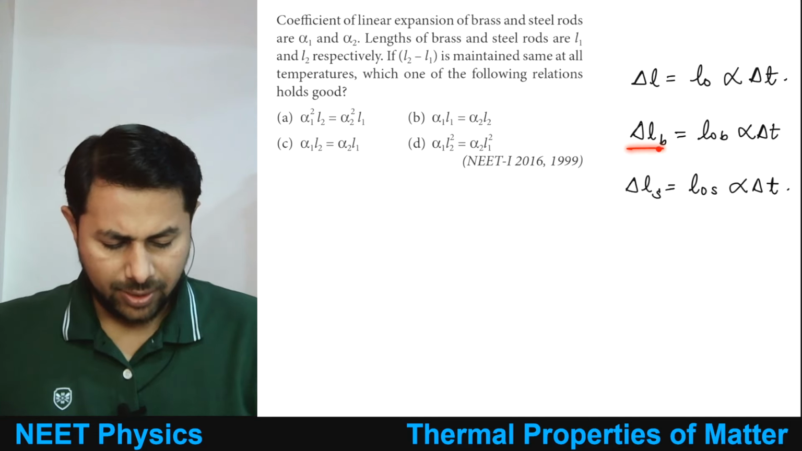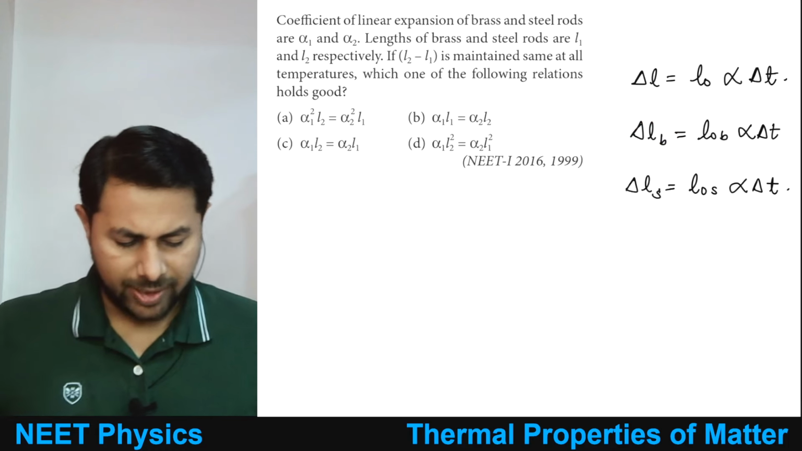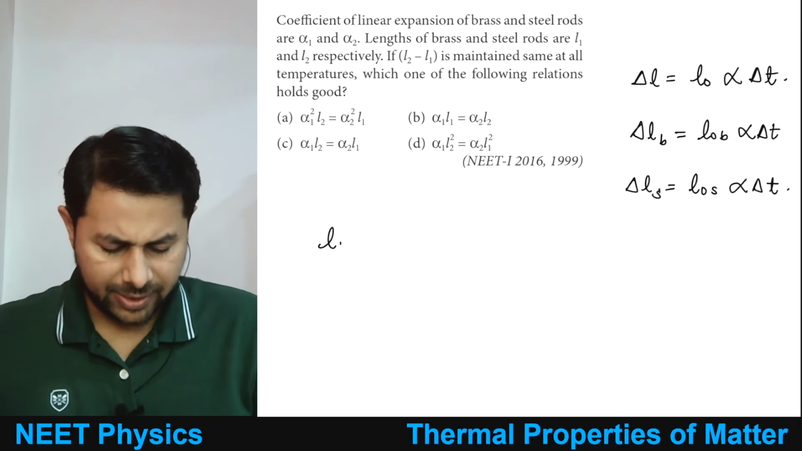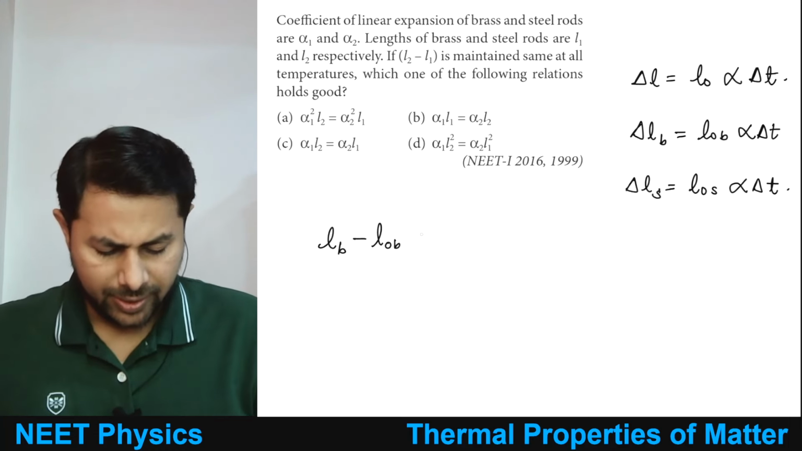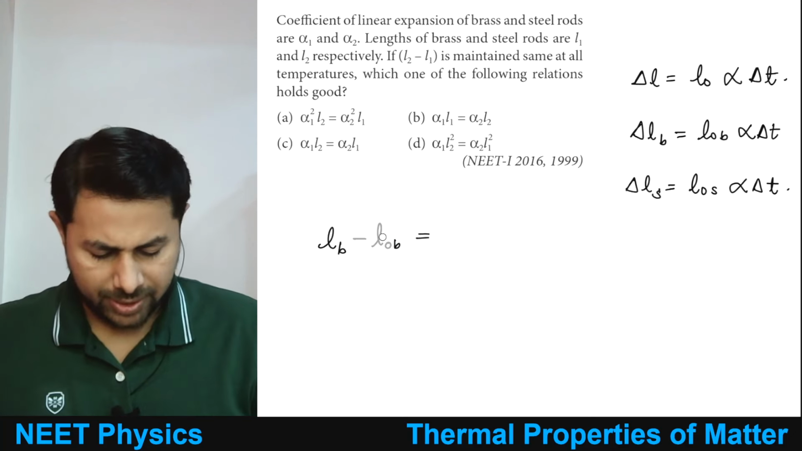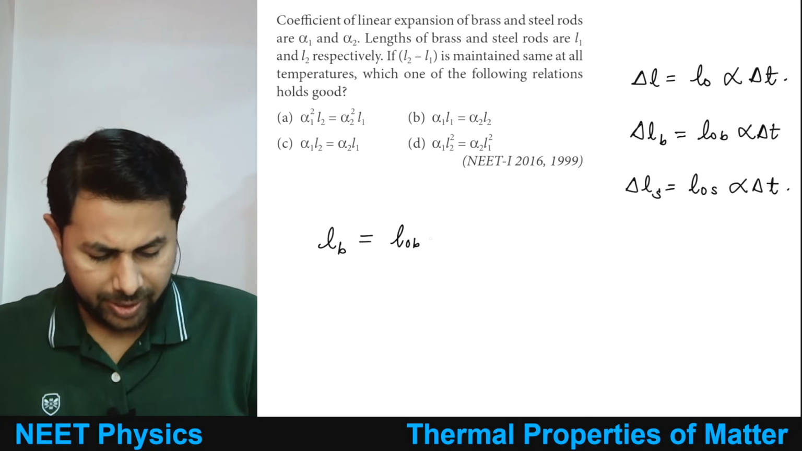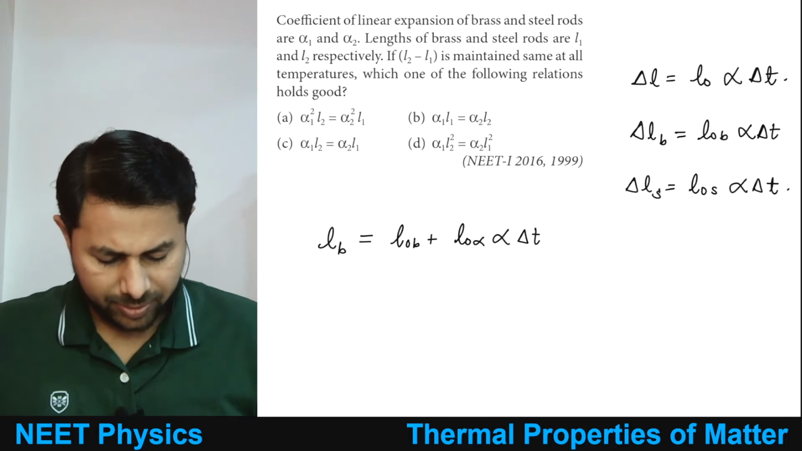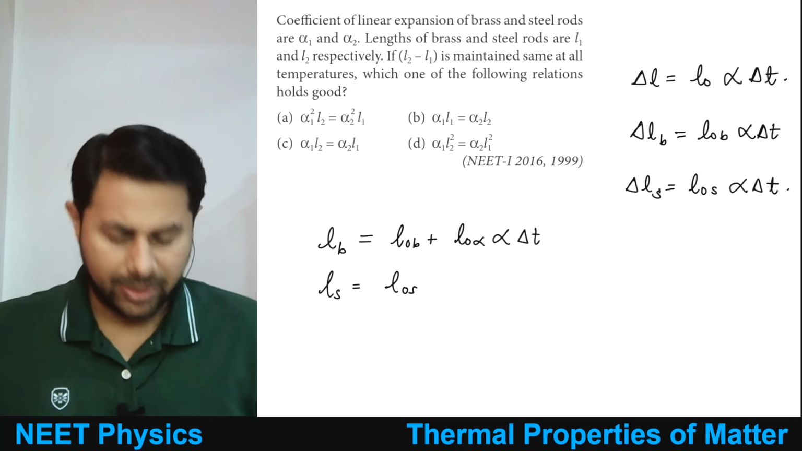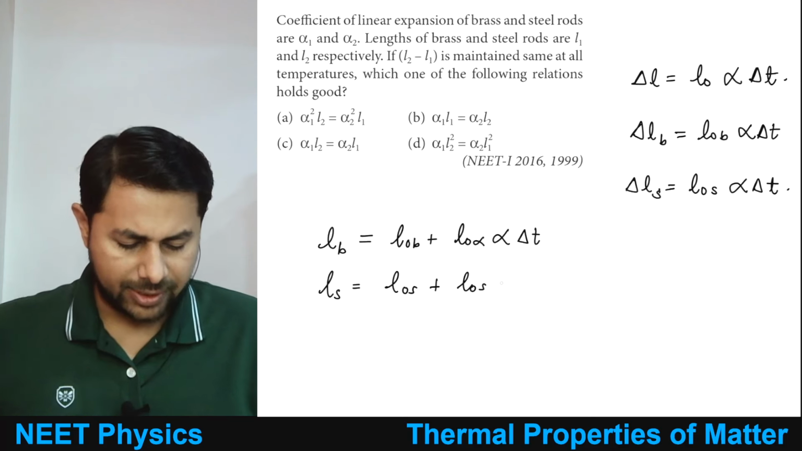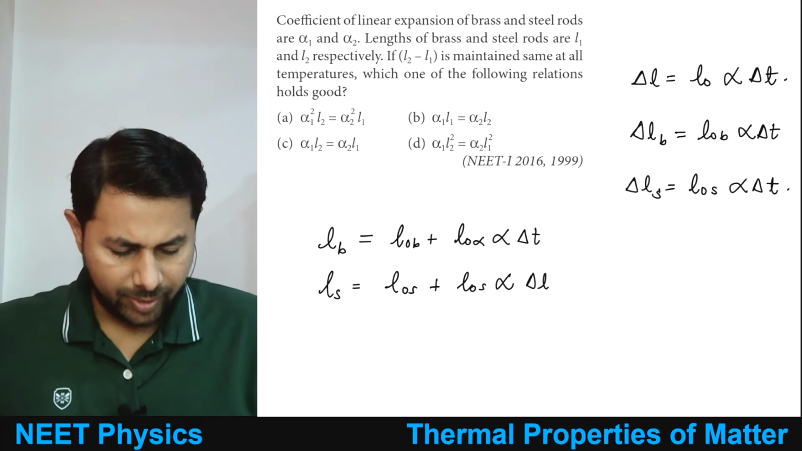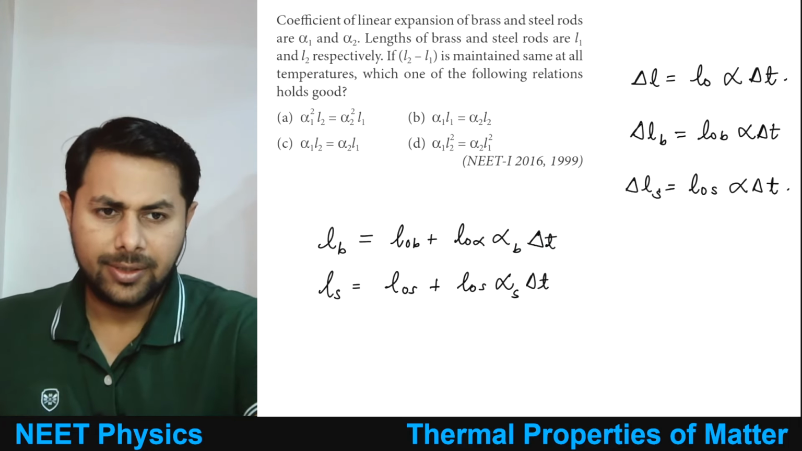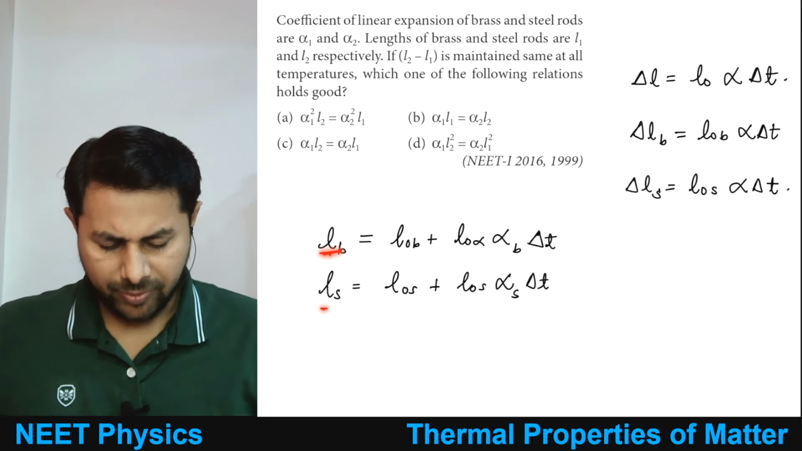Now what is delta L for brass? It is the final length for brass minus the initial length, so we write it as LB minus L naught B. If you take that L naught B on the other side, you can write LB is equal to L naught B plus L naught B multiplied by alpha delta T. And similarly for steel, the length of steel rod is equal to length of steel rod at 0 degree Celsius plus length of steel rod at 0 degree Celsius multiplied by alpha delta T. But here it will be alpha of steel and there it will be alpha of brass, right? And then you subtract one from another.